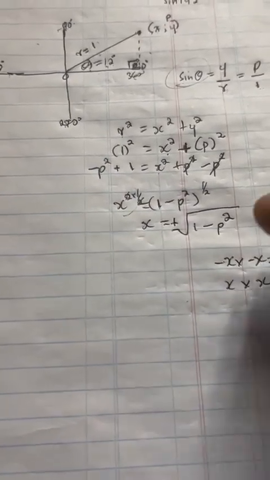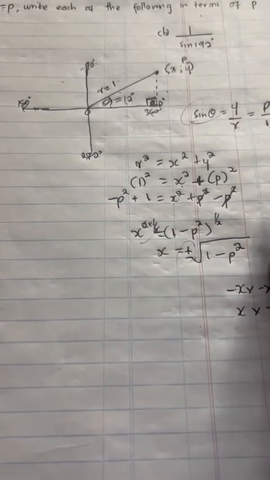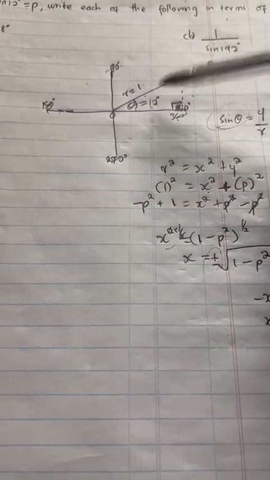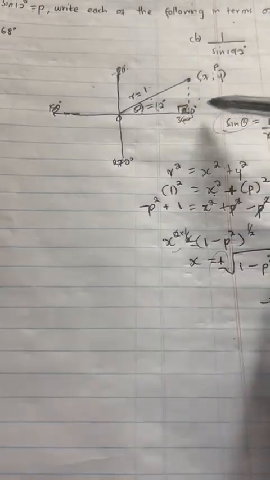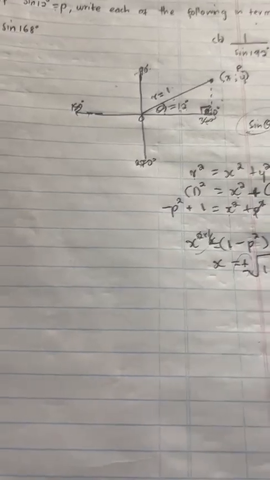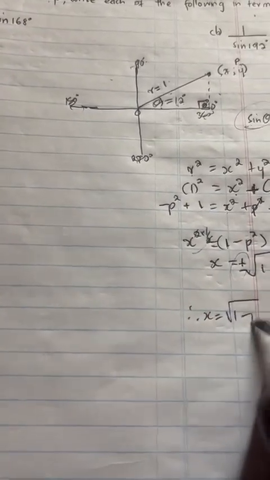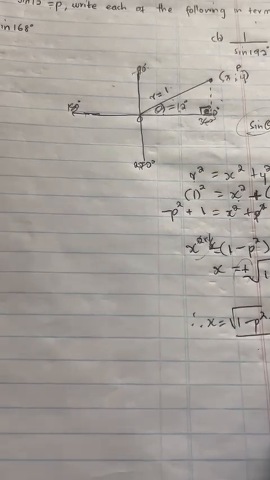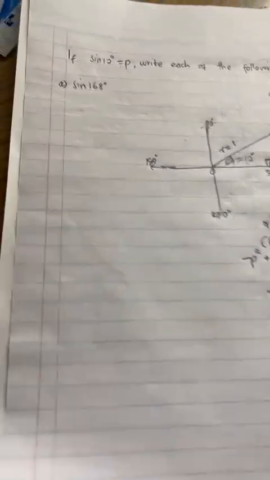So you can never be sure of your x, whether it is negative or positive, unless you use a diagram. Because from the diagram we can see that our x is supposed to be positive, therefore x equals the square root of 1 minus p squared, not negative. Understood? So this is how we get our x.